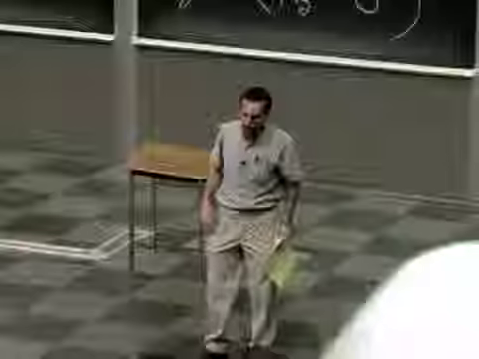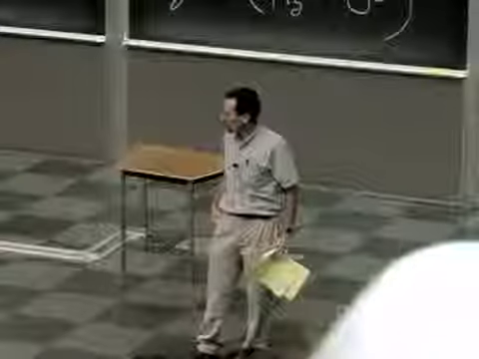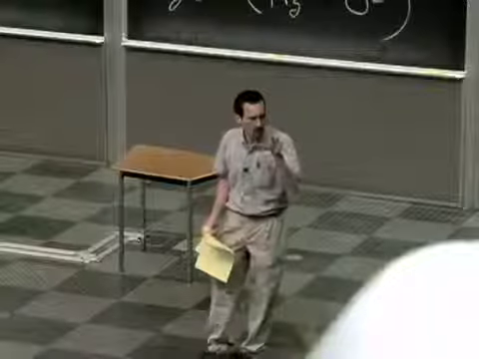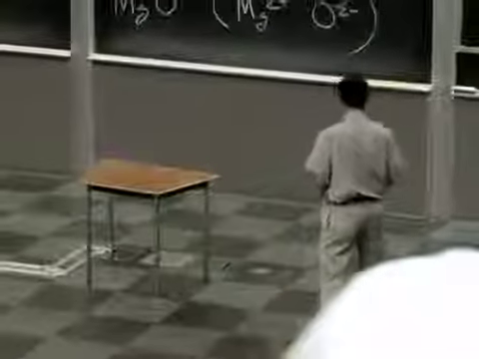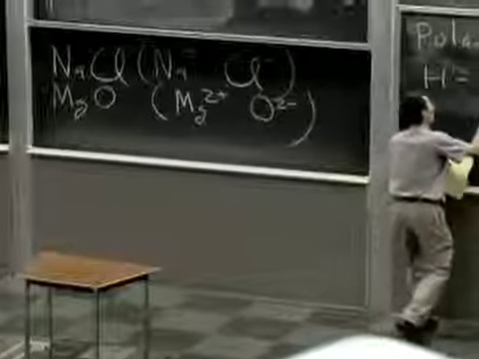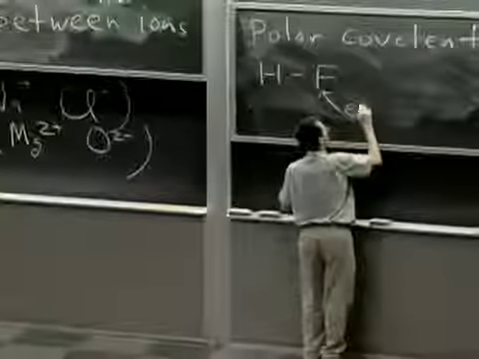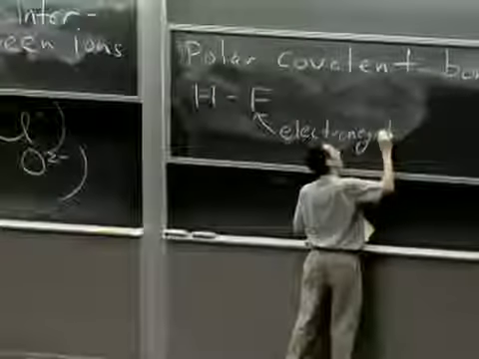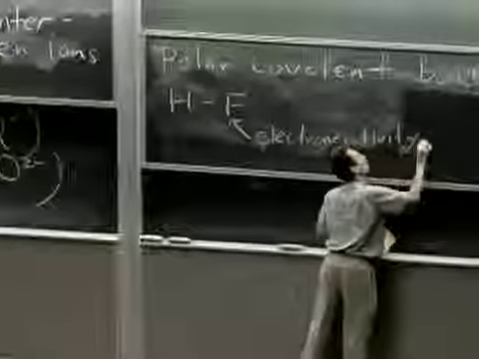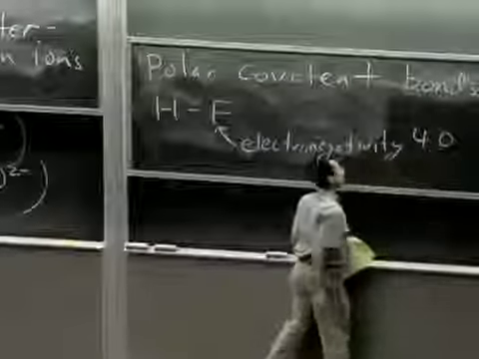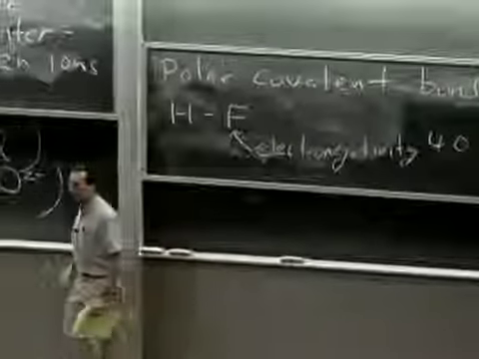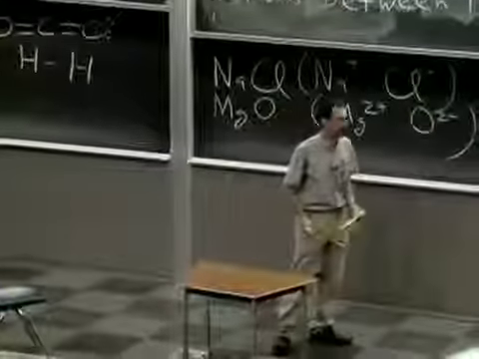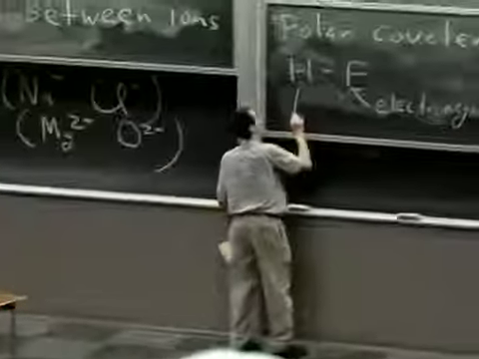Fluorine is a lot more electronegative than hydrogen. Electronegativity is a measure of how much atoms want electrons. Fluorine has an electronegativity of 4.0. It's the most electronegative element in the periodic table. Hydrogen has an electronegativity of 2.2.